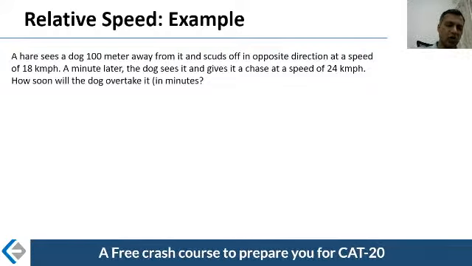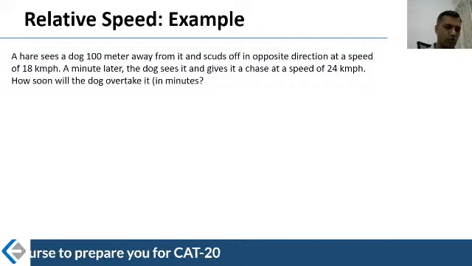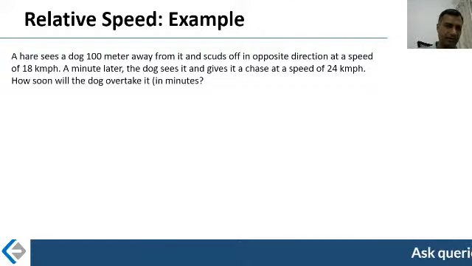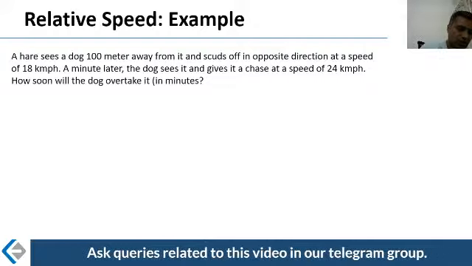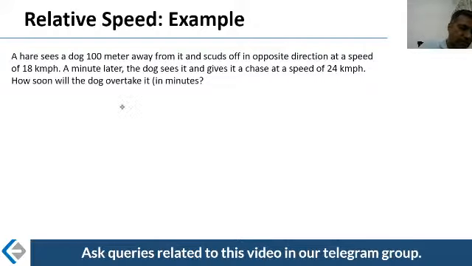A minute later, the dog sees it and gives it a chase at a speed of 24 kilometers per hour. How soon will the dog overtake this particular hare? That's the question. All right, let's take a look. How do we go about this?